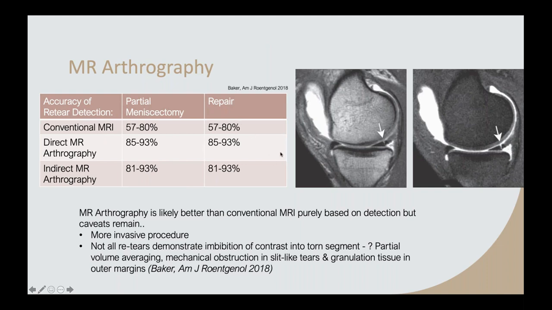However, I would say that even in my institution, we don't really do it routinely for the knee because it's a more invasive procedure. And some studies show that it's not 100% accurate as well, because sometimes the granulation tissue at the outer margin leads to pitfalls where the gadolinium doesn't go into the re-tear itself. So just take it with a pinch of salt in some ways and weigh the pros and cons of whether you want to put your patient through this arthrography.